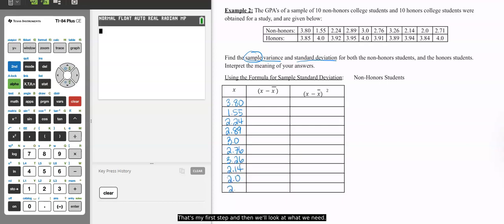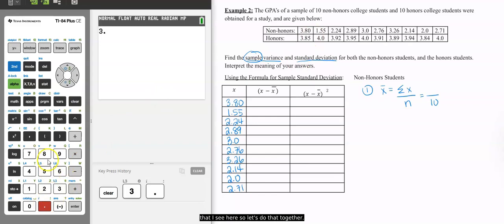And then we'll look at what we sort of need. So my second column says take the piece of data minus the sample mean. And then the last column says take that deviation, x minus x bar, and square that. So the first thing I really need to do is find the sample mean. So it's the sum of all my x values divided by n, where n is the number of pieces of data. In this case, we said there were 10 students. And so I need to add up all of the values that I see here. So let's do that together.